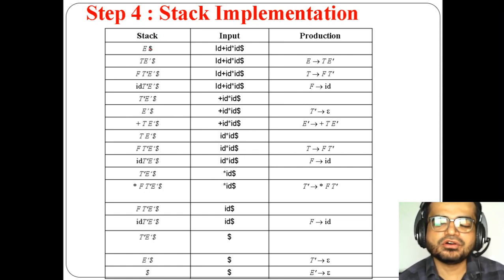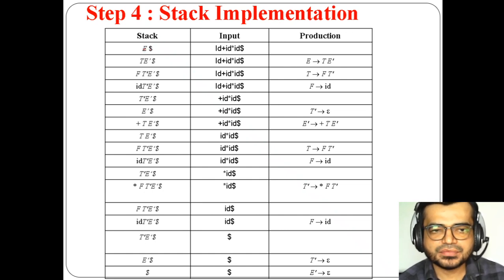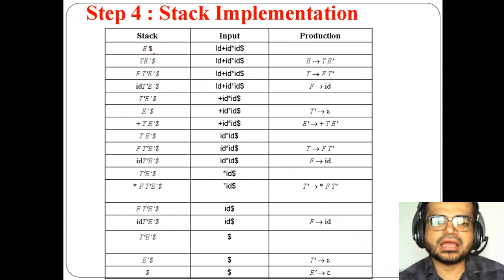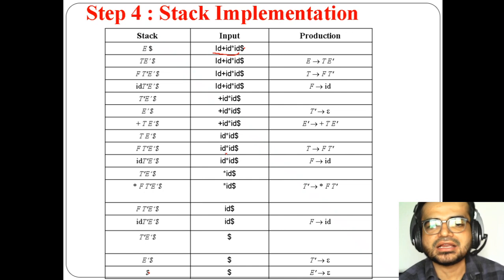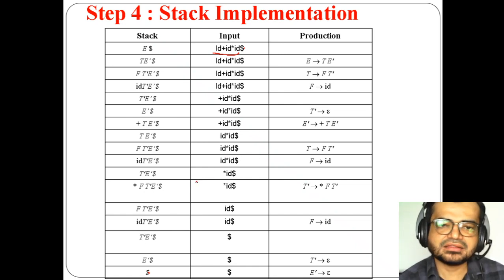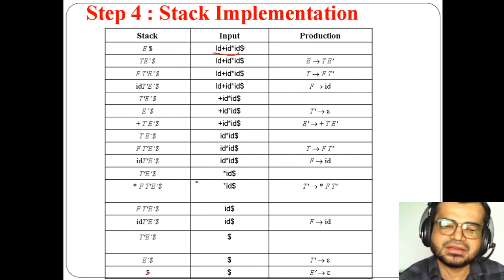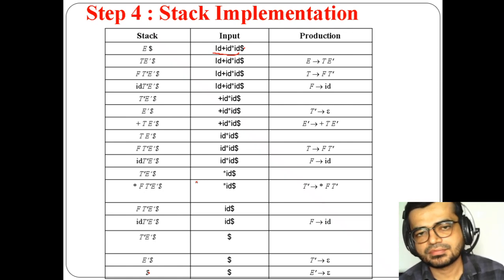Initially, what is the start symbol of the given grammar? That is E. So I have taken E, and you have to take dollar here. And on the input side, ID plus ID into ID, so you have taken ID plus ID into ID dollar. Finally, you need to achieve dollar and dollar on both sides. If that is the case, then you can say that the given string is satisfied by the given grammar. If that is not the case, that means this string is not satisfied, and for the given string, you cannot generate a parse tree.